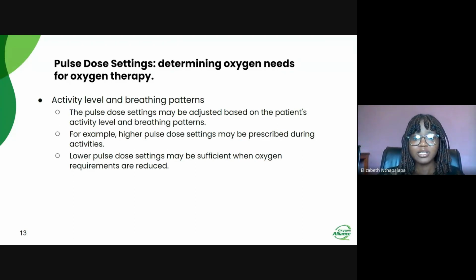And this helps us to avoid any kind of unnecessary problems that may arise due to misunderstanding of the patient's activity level. Next, the other thing that determines the oxygen needs for oxygen therapy is the patient feedback and comfort.